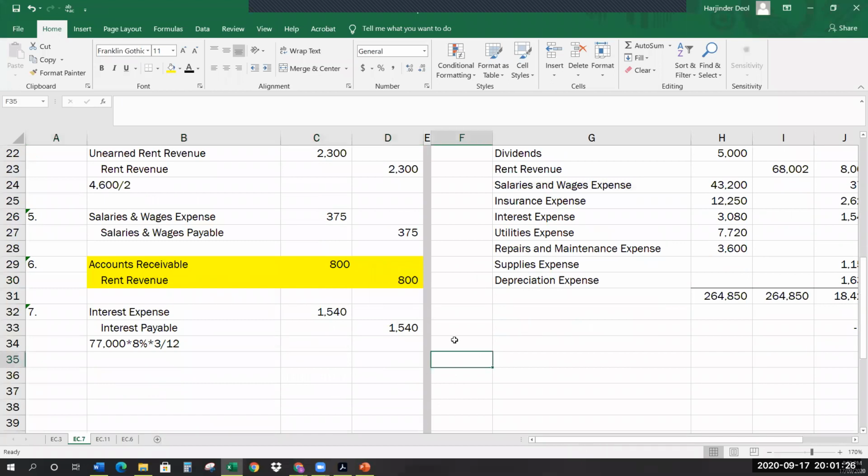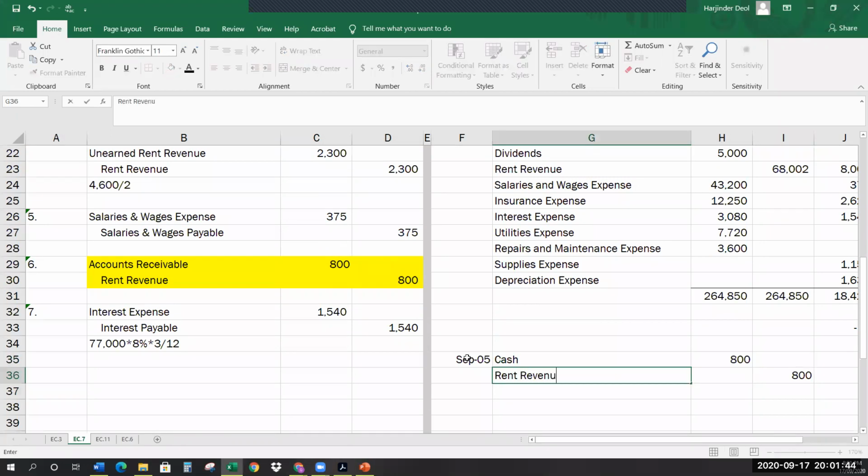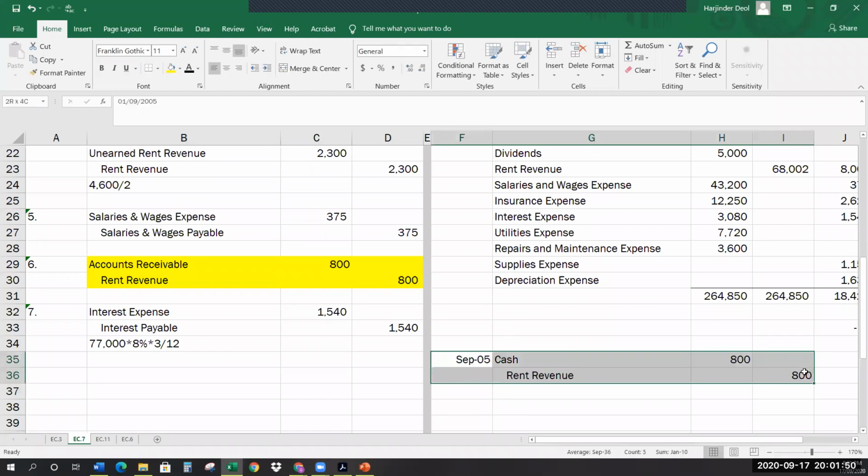Let's say now you're on September 5th, they send you a check. Money comes in. You say cash is debited for $800, and you say, well, I earned it, so I'm going to take this as revenue. So far with me? Yes, that makes sense. Okay, perfect. So this is what you're going to do on September 5th.